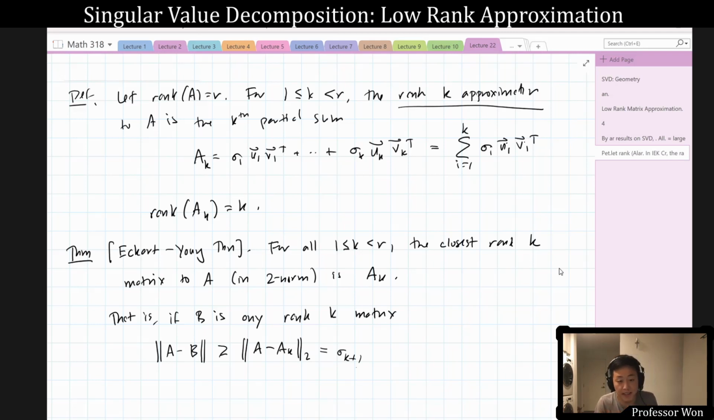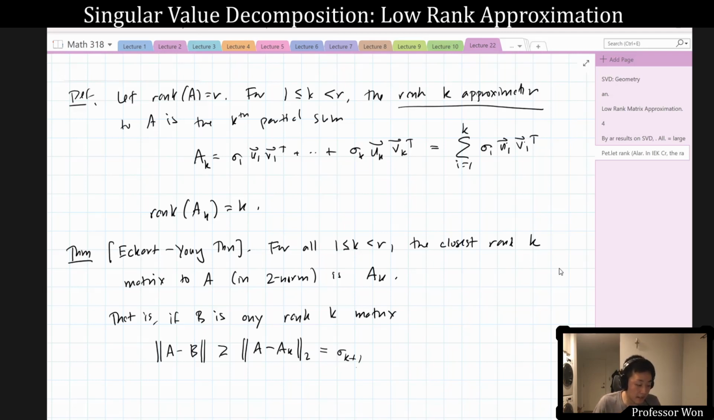Okay, so this is what I've been saying for the last few minutes. The way to measure how good an approximation is, you need a measure of distance or a measure of length. And then you just say, I want the thing that has the closest distance to the thing I want to approximate. That's exactly what this theorem is saying. If you take any rank k matrix at all, the one that's closest in distance to A is this A sub k, and that's why we call it the rank k approximation. It's really just a rank k approximation, but it's the best one.